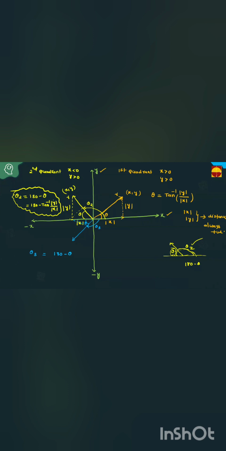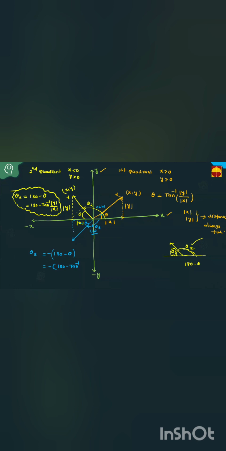But there is a very important observation here that you have to concentrate on. We are measuring this angle in the clockwise direction, while the other angles are measured anti-clockwise. I told you already, friends, if you measure the angle in clockwise, you have to take the negative. So theta 3 is minus 180 minus theta, where theta is tan inverse y by x.